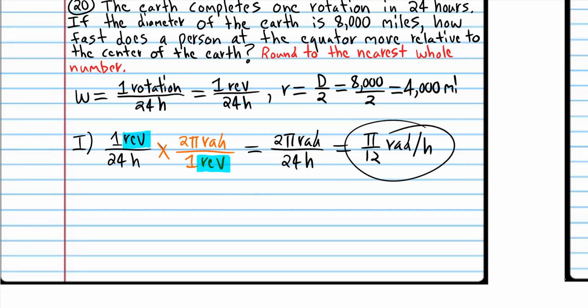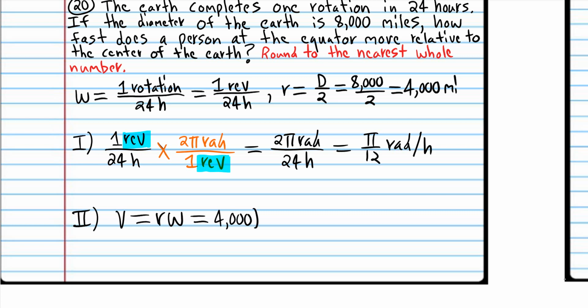So now that we're in radian units, we can use our formula for linear velocity. Linear velocity is equal to the radius times the angular velocity. The radius of the Earth we found is 4,000 miles, and the angular velocity is pi over 12 radians per hour. So we can use our calculator because it says to round to the nearest whole number. So 4,000 times pi, enter, and then divided by 12, enter, is approximately 1,047. And the unit is going to be miles per hour.